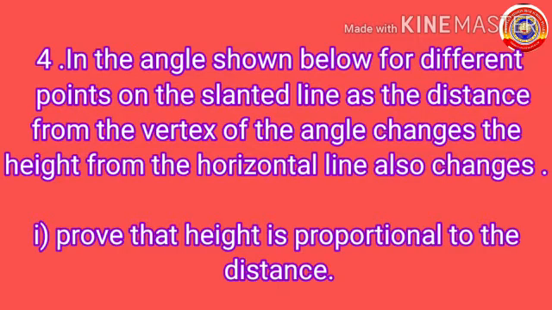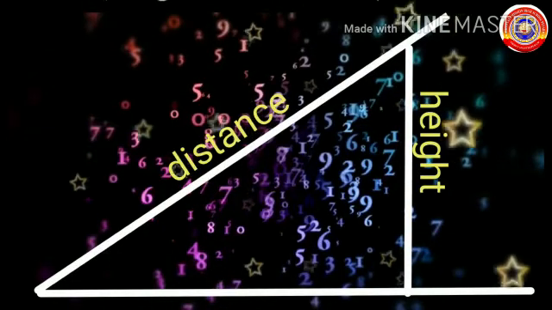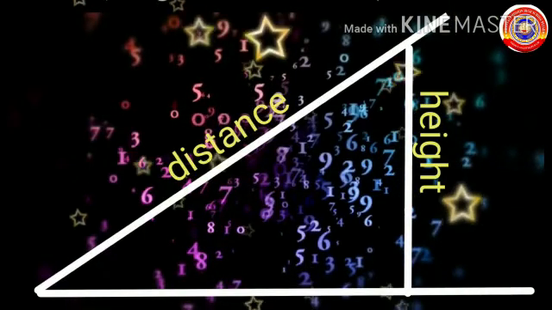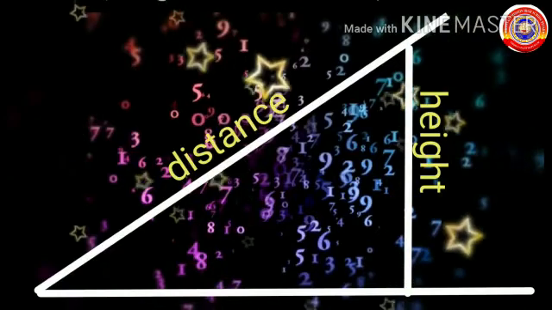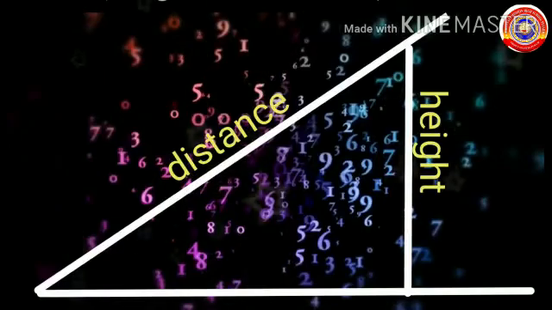In the fourth question, for the angle shown, for different points on the slanted line, as the distance from the vertex of the angle changes, the height from the horizontal line also changes. First of all, we have to prove that height is proportional to the distance. Let's start. The triangles formed by the distance from the corner, the height from the horizontal line and the horizontal line are similar. That is, the sides are scaled by the same factor. Therefore, height is proportional to the distance.